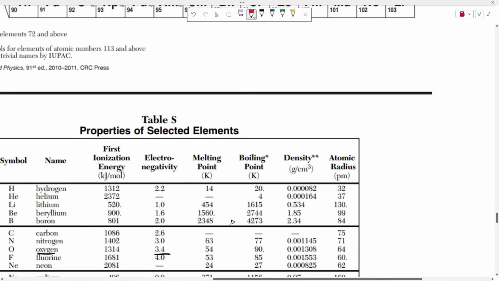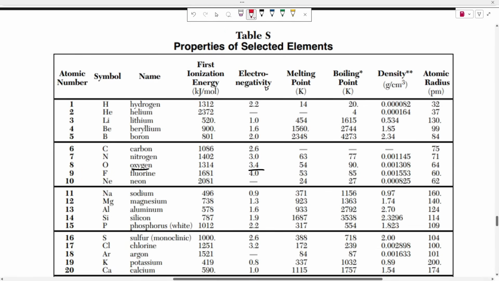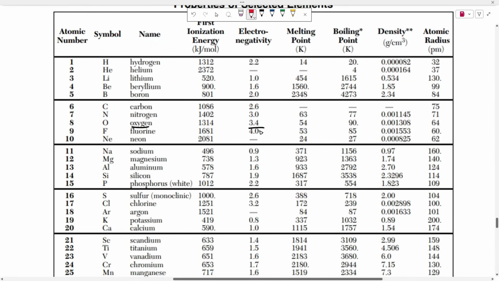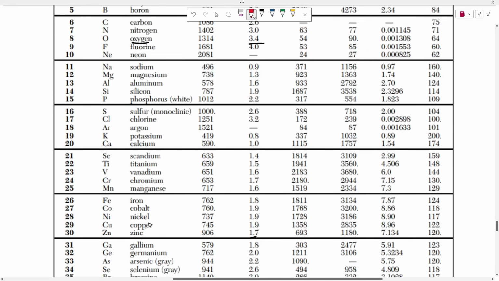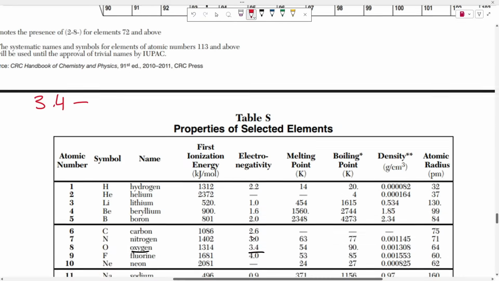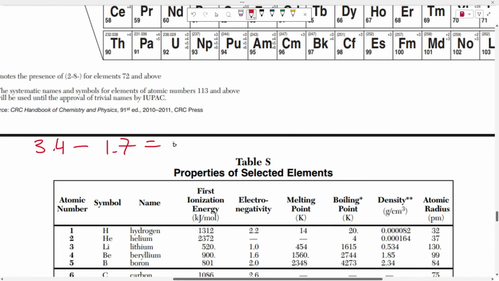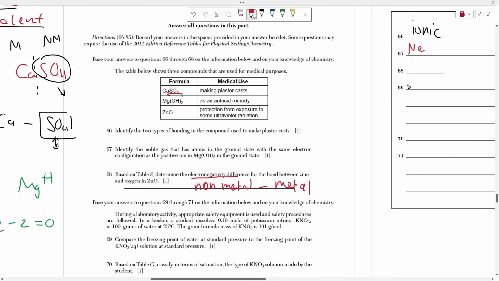How do you find that? Go to Table S. Here you have a column that literally says electronegativity. I already highlighted it. Oxygen has an electronegativity of 3.4. Remember that oxygen is a non-metal, so we'd do 3.4 minus the metal, which is zinc here, and zinc has an electronegativity of 1.7. So 3.4 minus 1.7 is equal to 1.7, which is going to be the correct answer here. So we just write in 1.7.